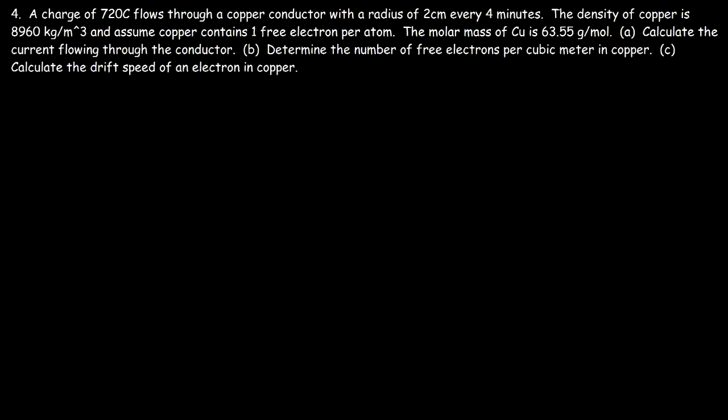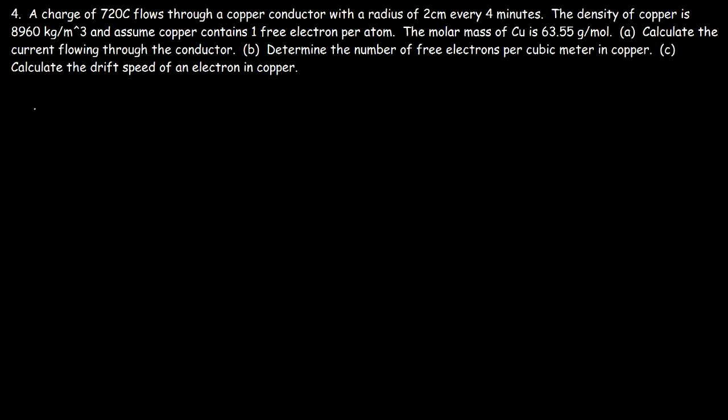Now let's move on to number 4. A charge of 720 coulombs flows through a copper conductor with a radius of 2 centimeters every 4 minutes. The density of copper is 8960 kilograms per cubic meter, and assume copper contains 1 free electron per atom. And we're given the molar mass of copper. It's 63.55 grams per mole. So that's the atomic mass unit of copper. You could look that up in the periodic table if you want to. Calculate the current flowing through the conductor.